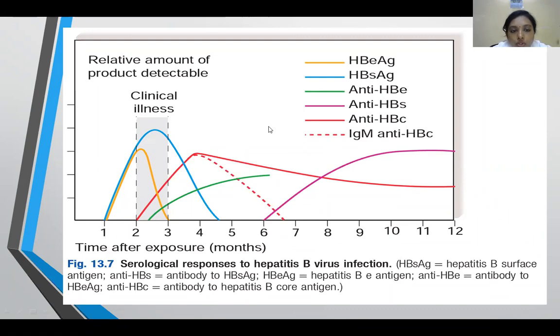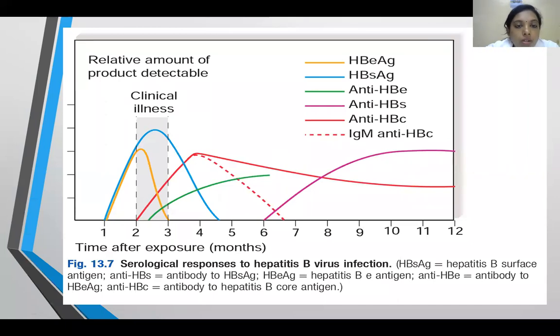Remember this color coding, and this graph, if you draw it in the theory exam, it is very scoring. When this question is given, this graph is compulsory in the paper. So what happens initially in acute hepatitis B? What is the course of these markers?